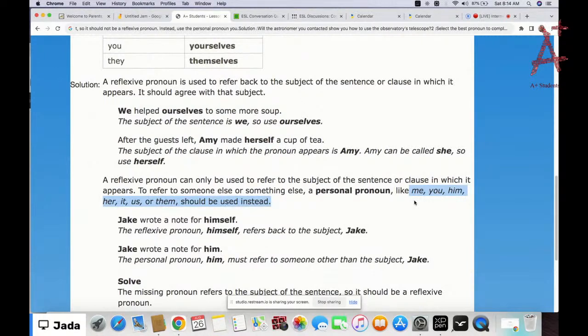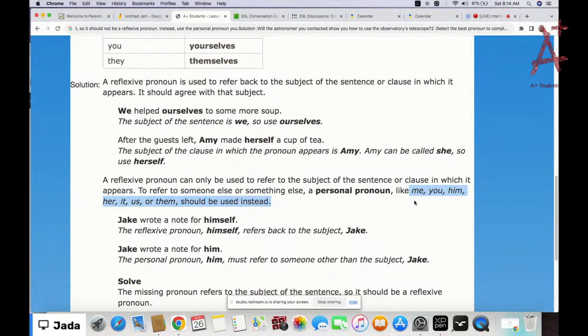For example, we are all together in this life lesson having a class. Okay, so "we taught ourselves about reflexive pronouns." This is an example because we are referring to ourselves in this lesson now. So it is "we taught ourselves" because you're talking about yourselves, right? But if you want to talk about someone else, you can say "we taught him."